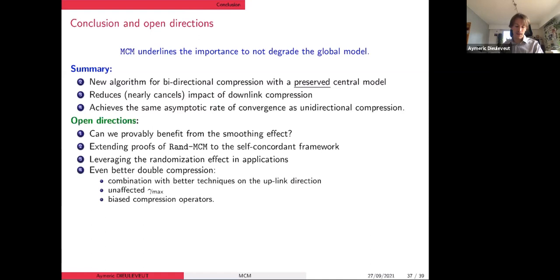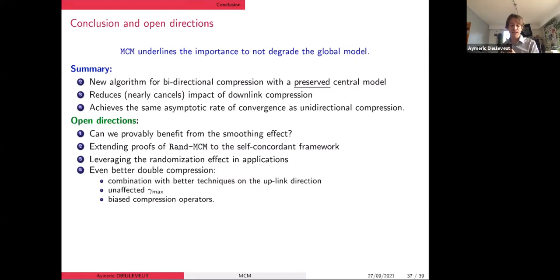There are several directions I have already mentioned. Quantifying the impact of smoothing, I think, is very interesting, because we do not show any benefit from this randomized smoothing. We only show that it's at least as good. I think we could gain something here. We could extend these proofs of Random SAM to the self-concordant framework.